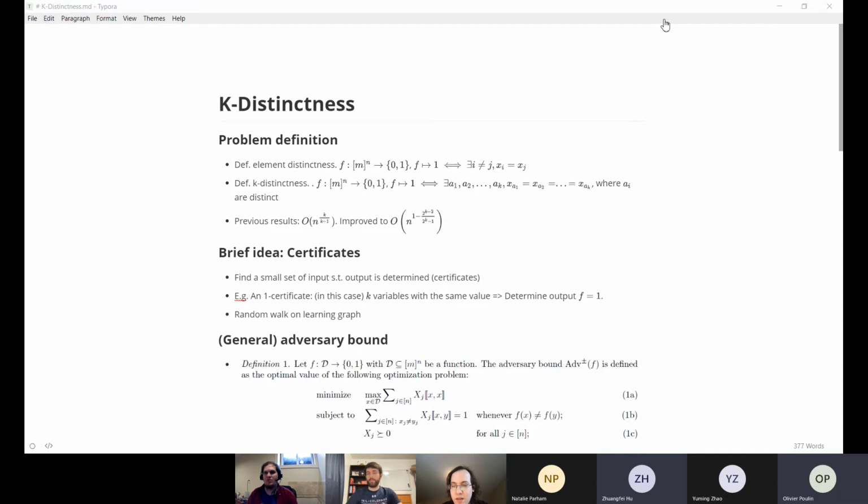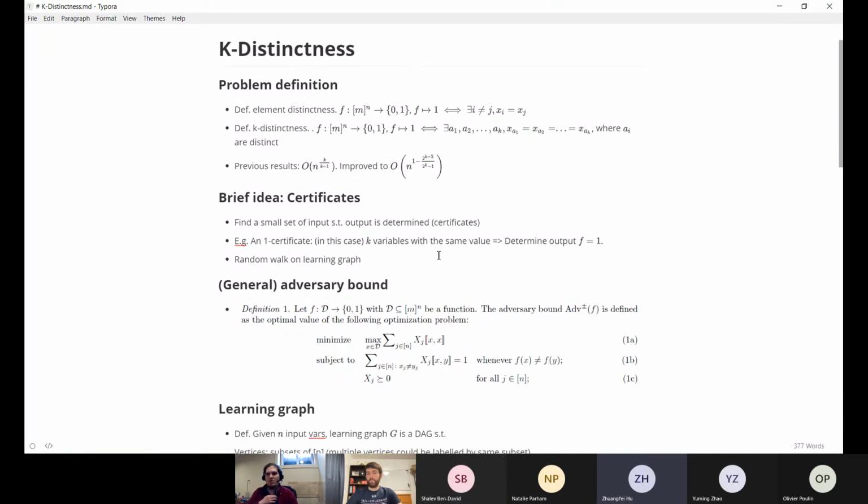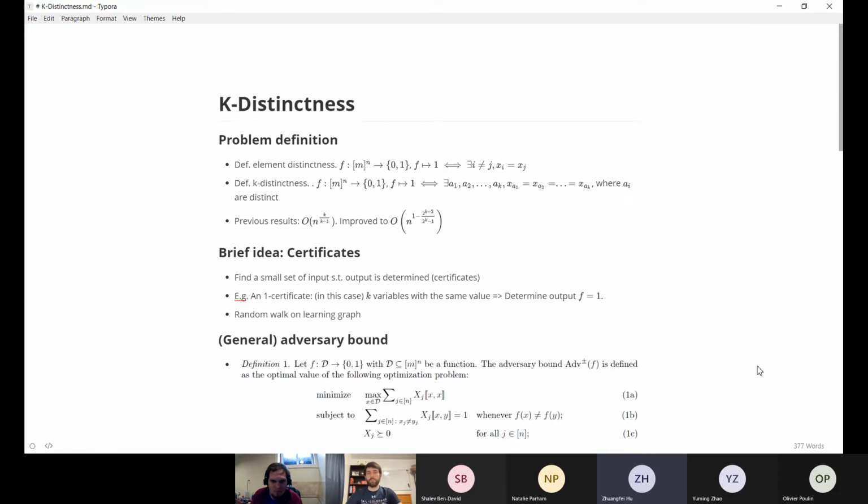Okay. So I'll start my presentation. Today I'm going to present a paper about K-distinctness. It is also based on that semi-definite program of adversary bound and learning graph. I have to admit that I haven't fully understood the last part. I'll try to present from what I have understood. So let's first come to the problem definition.